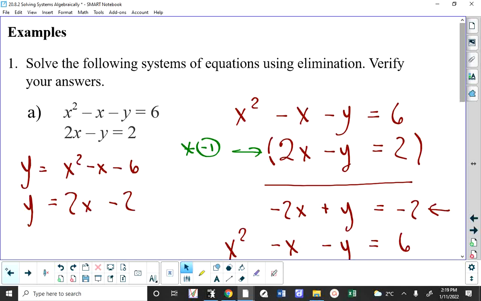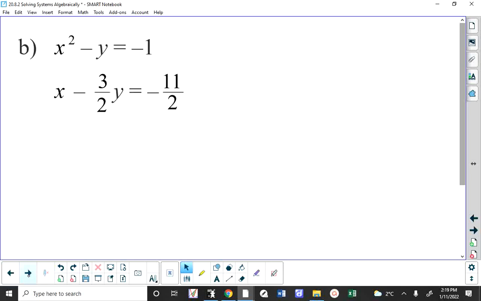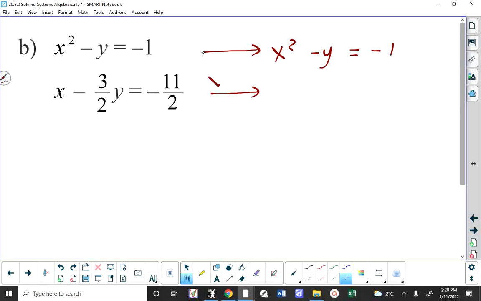Okay, example B has the second equation that's very awkward. And what I will tell you is you never want to work with fractions unless you have to. So remember that you can manipulate these equations any way you like. I'm going to write this first equation as x squared minus y equals -1. And I'm going to take the second equation and multiply by 2. Why am I multiplying it by 2? Luke? Get rid of the fractions, right? I don't want fractions. If I can get rid of them, I can.